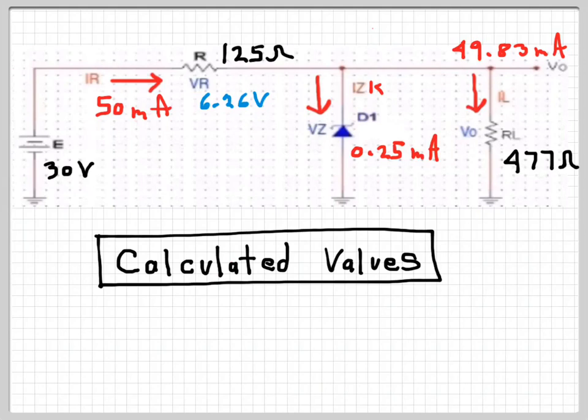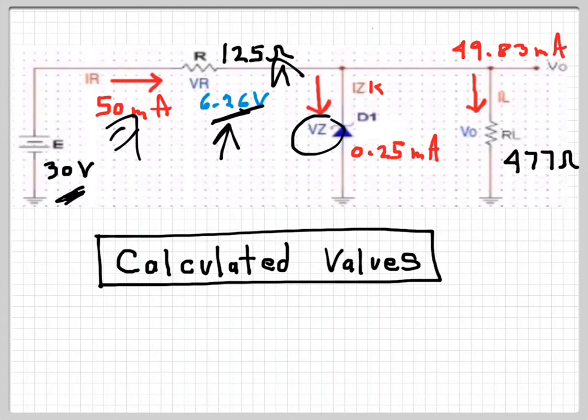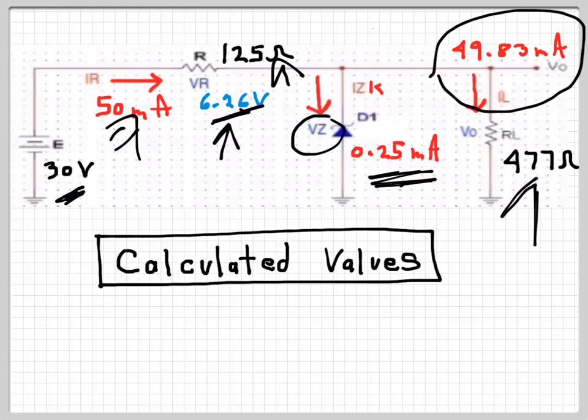So I put all the values there. VR is simply that minus the VZ, which gives us this. And that divided by the resistance gives you the current. So if we have 50 milliamps there, and we need 0.25 milliamps there, that leaves us 49.83 milliamps. Divide it into the Zener voltage, and you get a rounded answer of 477 ohms.